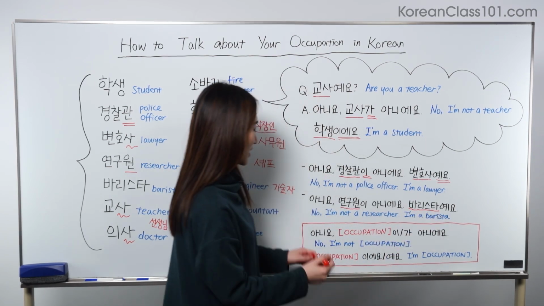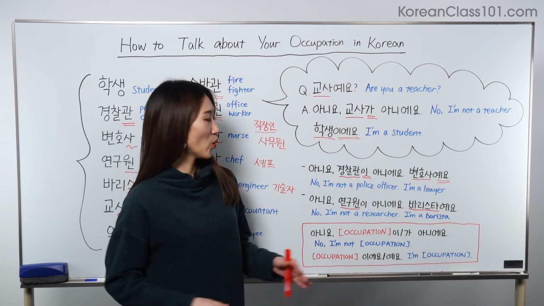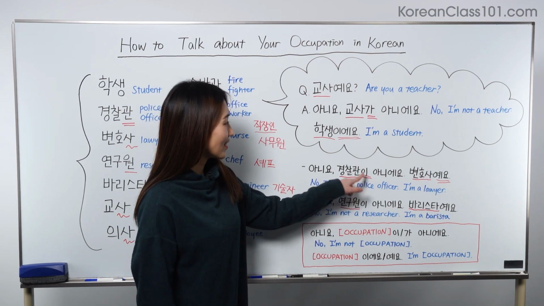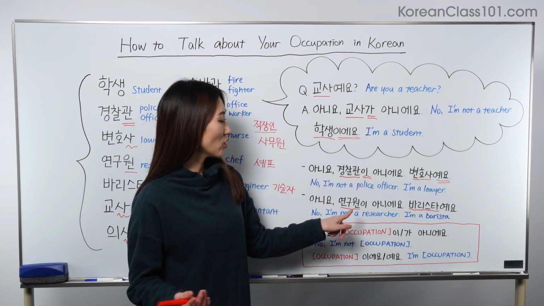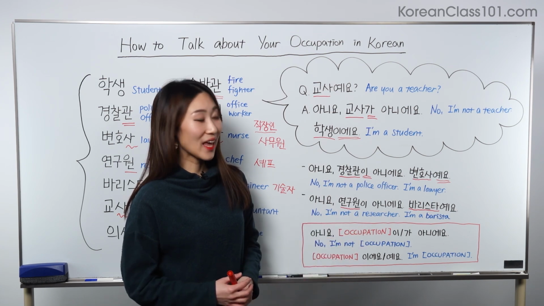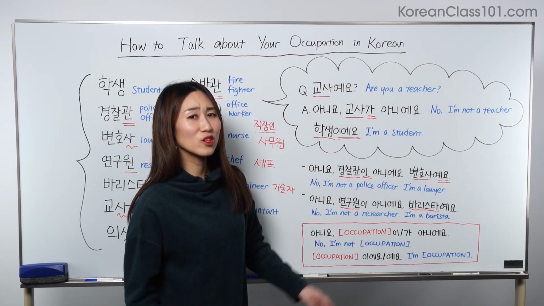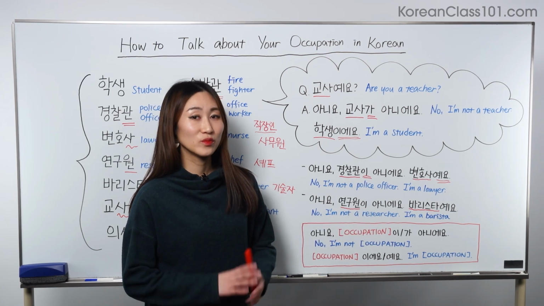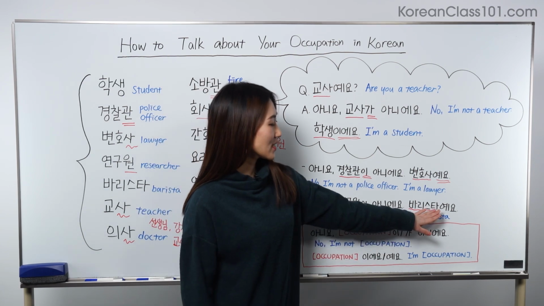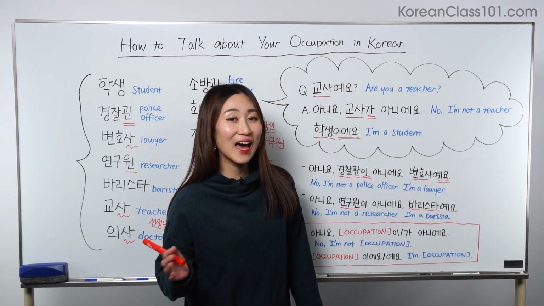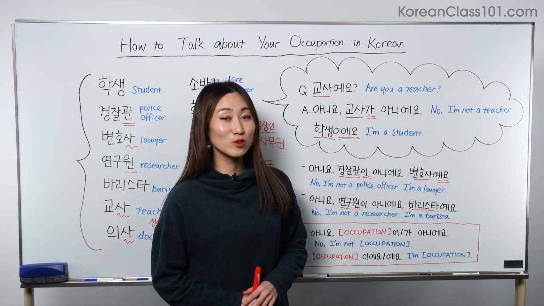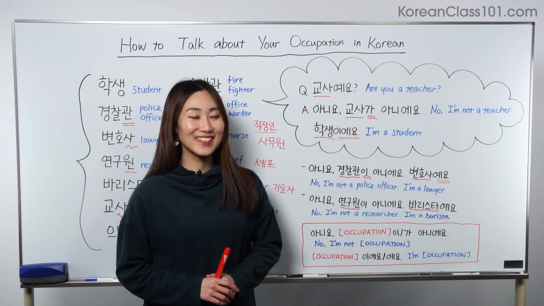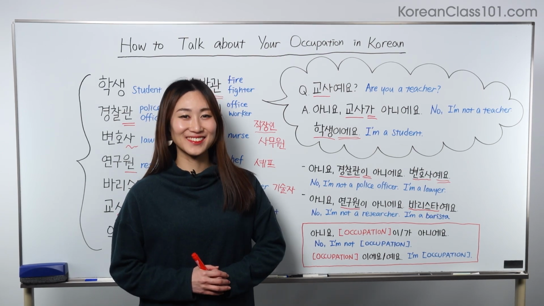바리스타 means barista. 아니요 means no. 연구원, researcher, I used not 가. Why? 연구원, 원. It ends with a consonant sound, right? Kind of like an N sound, so we are using 이 아니에요. No, not. 바리스타. It ends with a vowel sound, so we are using 예요 here. 아니요, 연구원이 아니에요. 바리스타예요.